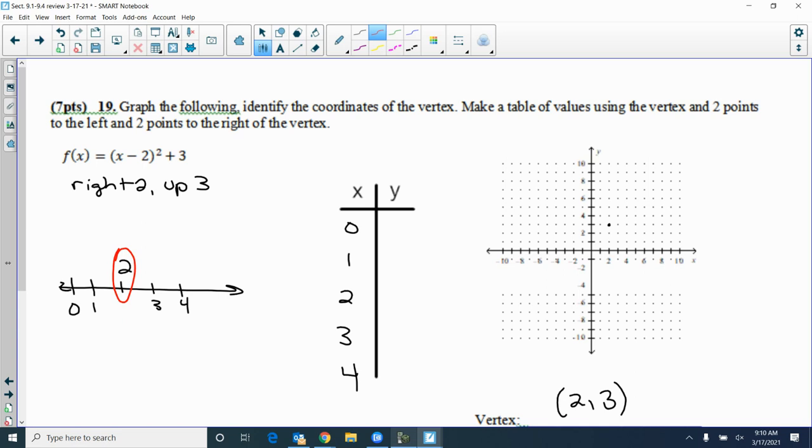You got the values there, Preston? What'd you get for 0? 7. Okay. What'd you get for 1? 4. And for 2? 3. And for 3? 4. And for 4, 7. All right, make sure you get those. 0, 7, 1, 4, 2, 3, which should match up with the vertex. 3, 4, and 4, 7.